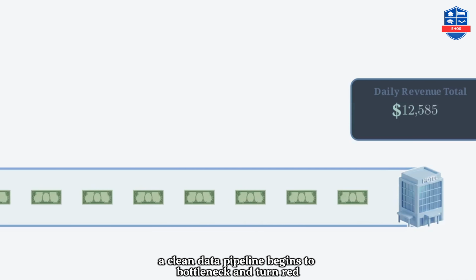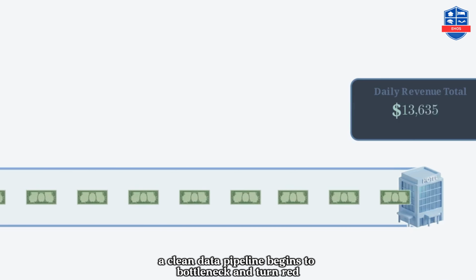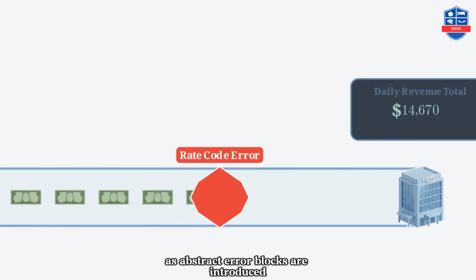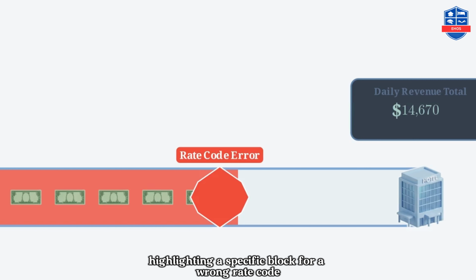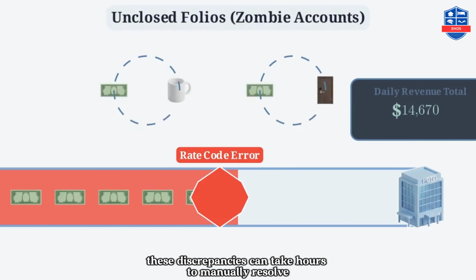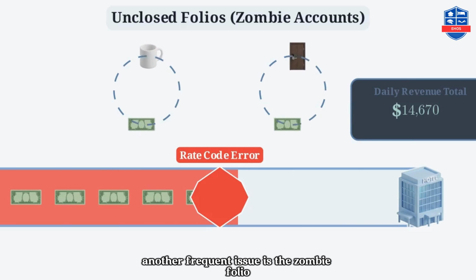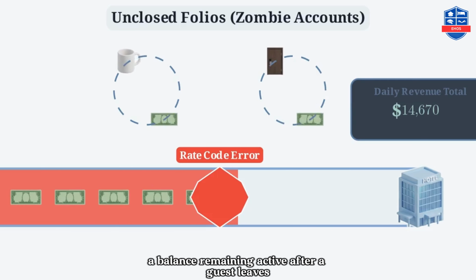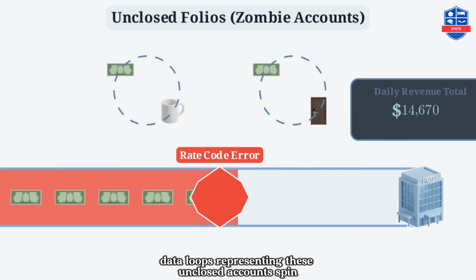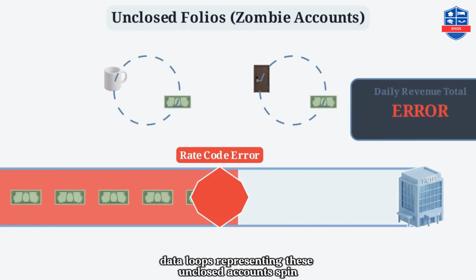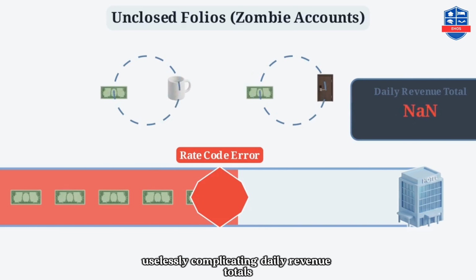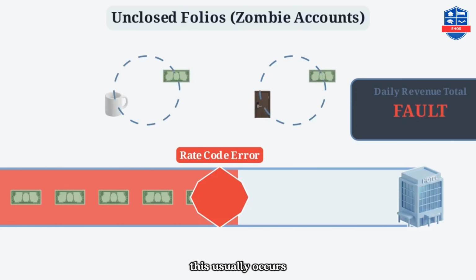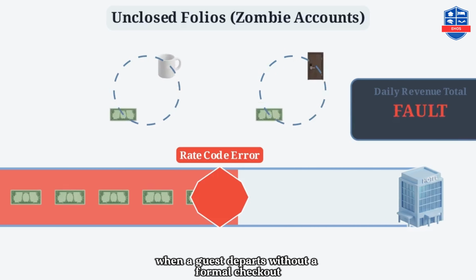A clean data pipeline begins to bottleneck and turn red as abstract error blocks are introduced. The bottleneck expands, highlighting a specific block for a wrong rate code stopping the flow. These discrepancies can take hours to manually resolve during the audit. Another frequent issue is the zombie folio, a balance remaining active after a guest leaves. Unattached data loops representing these unclosed accounts spin uselessly, complicating daily revenue totals. This usually occurs when a guest departs without a formal checkout.